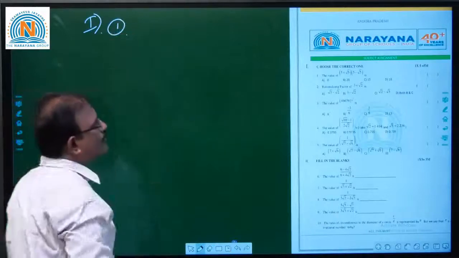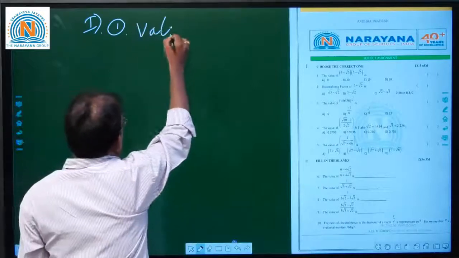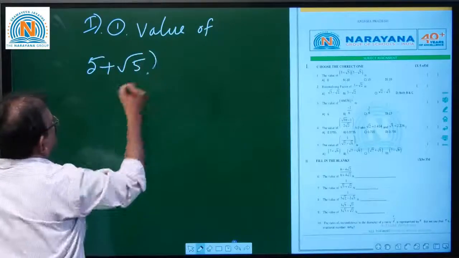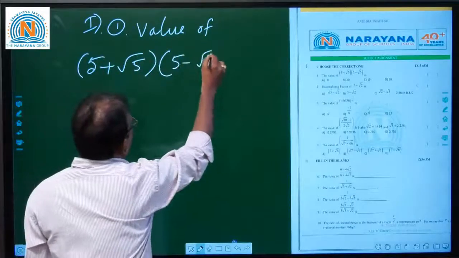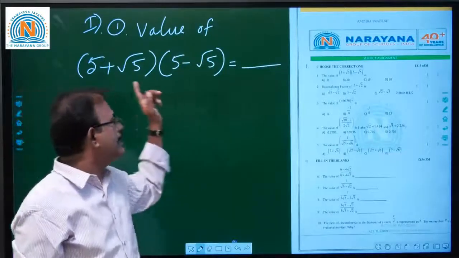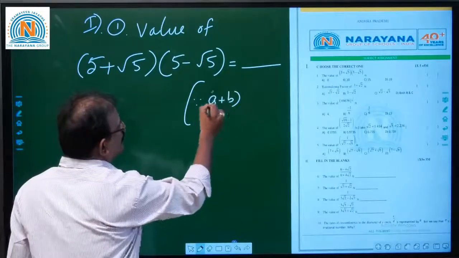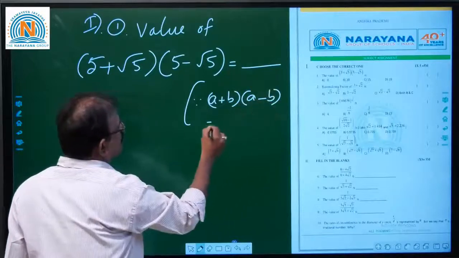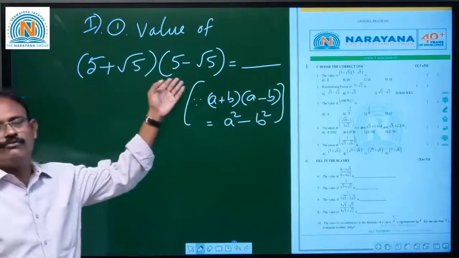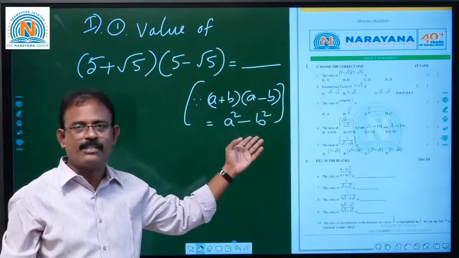The first question of the first Roman: what is the value of (5 plus root 5) into (5 minus root 5)? As you know, children, it is in the form of (a plus b) into (a minus b), which is equal to a square minus b square. So it is a square minus b square.